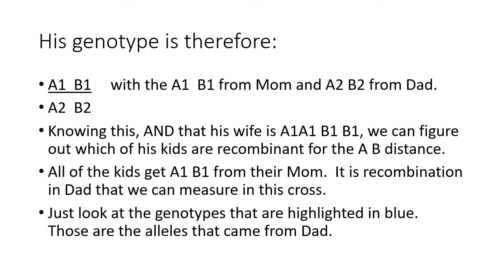So his genotype is A1, B1 over A2, B2, with the A1, B1 from his mom and the A2, B2 from his dad, right? It's also very helpful that his wife is homozygous for A1 and B1, so we know what the kids are going to get from her, irrespective of any recombination event that happens in dad.